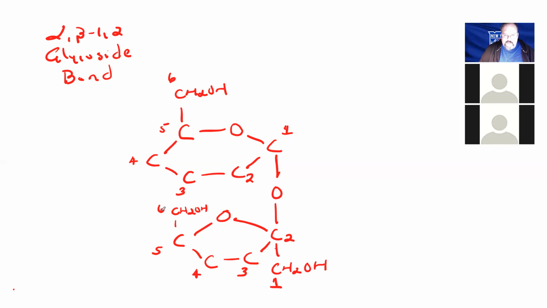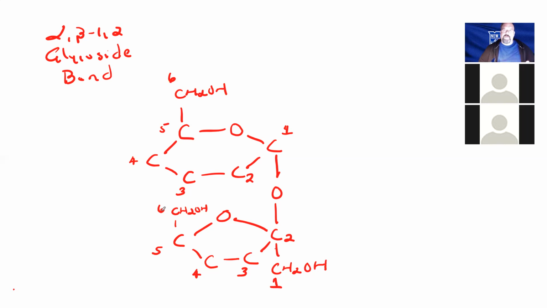Off of carbon 1, the linkage is going down. Off of carbon 2, the linkage is going up. The 2 carbon numbers involved are 1 and 2. Carbon 1 is the anomeric carbon for the top monosaccharide. Carbon 2 is the anomeric carbon for the bottom monosaccharide. Remember, the anomeric carbon is directly to the right of the oxygen. So here, the linkage involves both anomeric carbons.